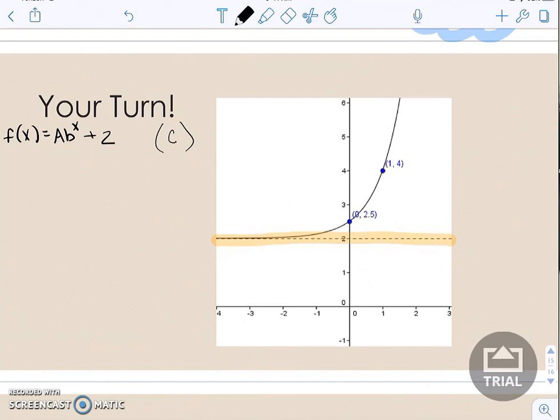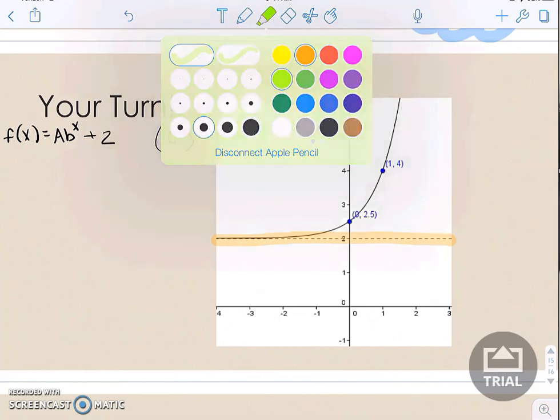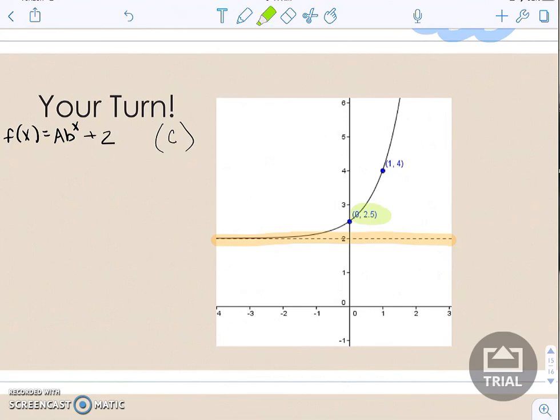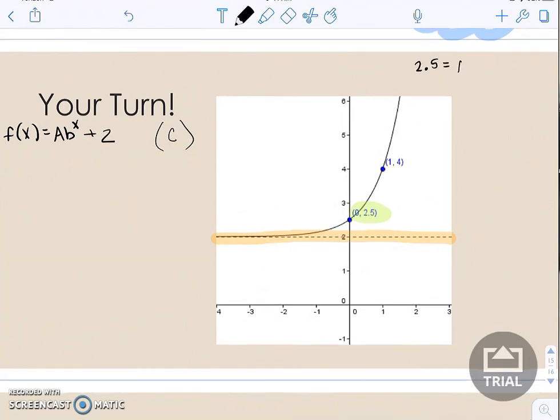The next thing I need to do is A, and in order to do A, I have to utilize my y-intercept value, and my y-intercept value is (0, 2.5). So in order to solve that, I'm going to replace y with 2.5 is equal to a times b, I'm going to replace x with 0, and then plus 2. I know that b to the 0 just equals 1, so that leaves me with 2.5 is equal to a plus 2. I'm going to subtract the 2 on over, and that leaves me with 0.5 is equal to a, and that's the same thing as 1/2.